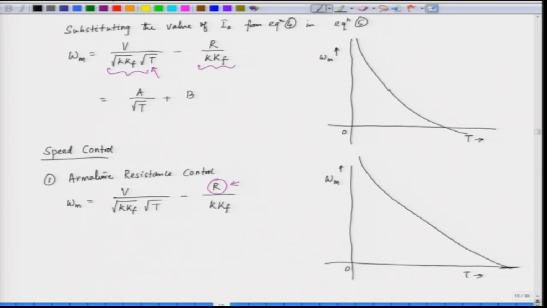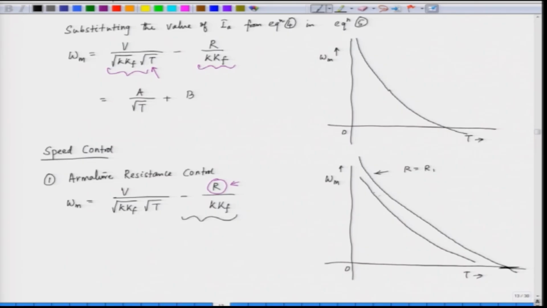At some point it will intersect the x axis. Now, this corresponds to r equal to r 1. When we increase r, let us say we make r equal to r 2, this is a negative quantity, and this term will be subtracted from the first term. So, for the same value of voltage and same value of torque, we get a reduced speed. It means if r is more, we get a reduced speed. So, this profile will be somewhat like this.